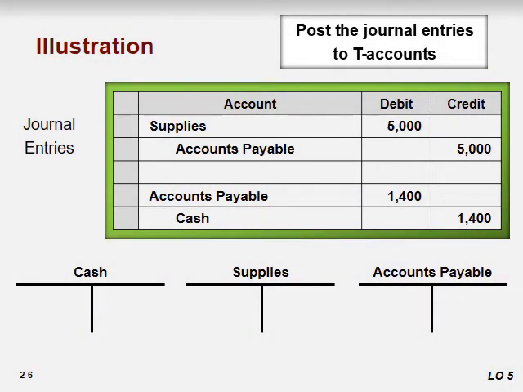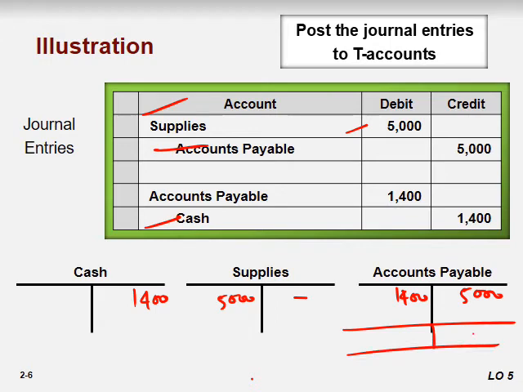So let's match our answer, right? Okay, how are we going to post this into our T account or ledger? Here we have three accounts: supplies, accounts payable, and cash. So you make a T account here and write it down. Just post the information here. Supplies, first debit 5,000, and then accounts payable credit 5,000, accounts payable debit 1,400, cash is credit 1,400, right?